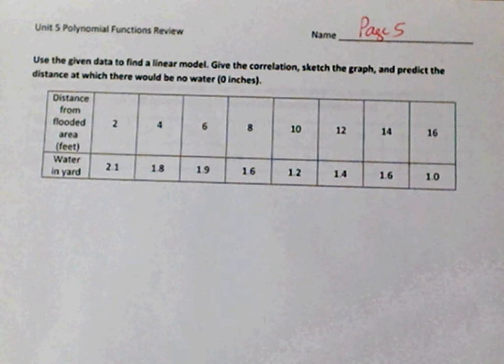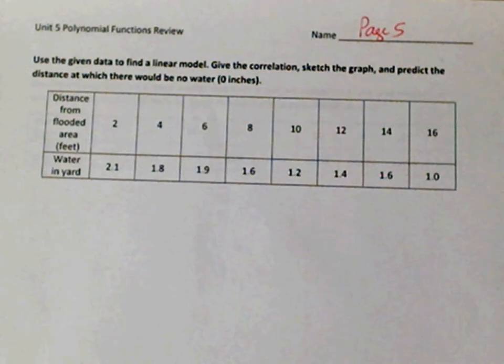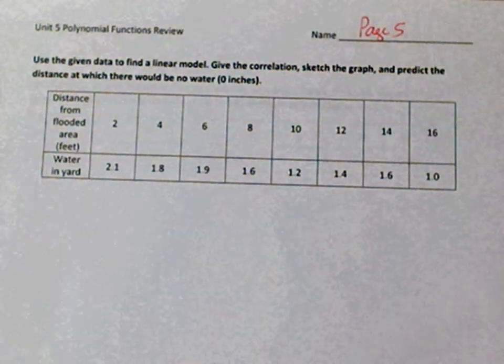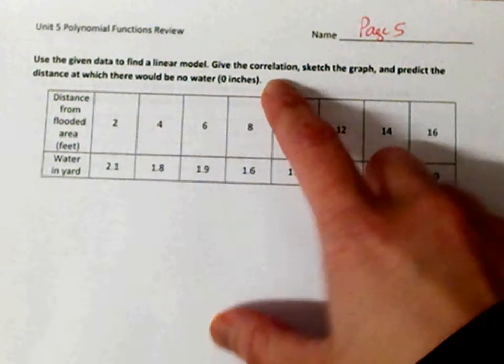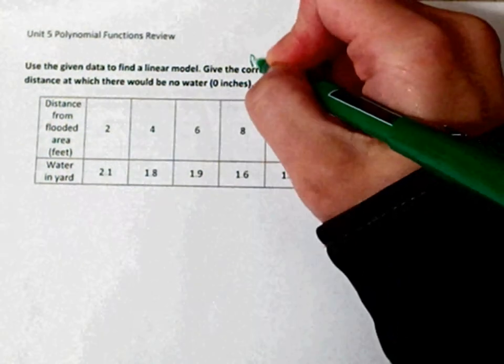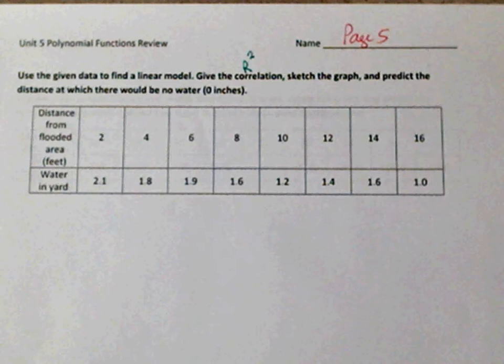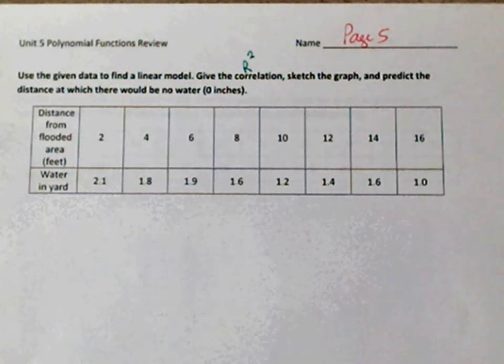A little reminder is make sure you turn on your diagnostics because you are going to have to give the correlation, and correlation is the R square value, okay? And you might want to get a ruler if you like to make straighter lines for your graphs.